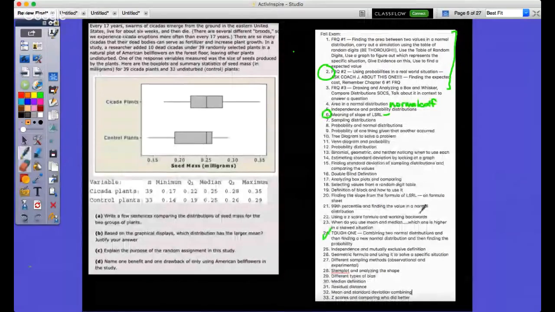Make sure you hit on them, right? You'll see those there. Probability distribution. Yeah, make sure we know those, right? Probability distribution. Binomial, geometric, and neither, when to use each. Bins and bits. Estimating standard deviation by looking at a graph, right? This one was one too.